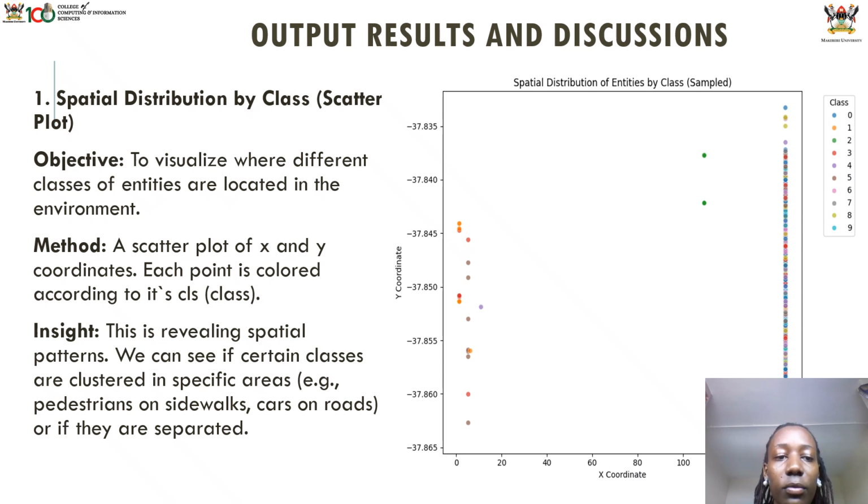Our objective was to visualize the different classes of entities and how they are located in the environment, and realize that at the extreme end there is a point X, whereby it had a lot of class entities on that side distributed there at one point, and with the changing y coordinate.